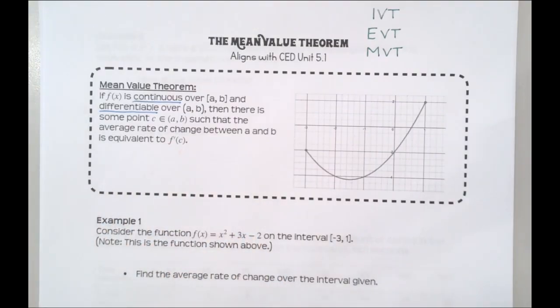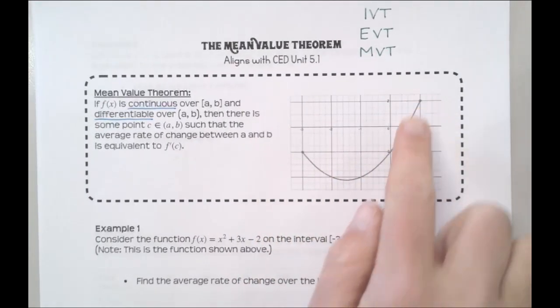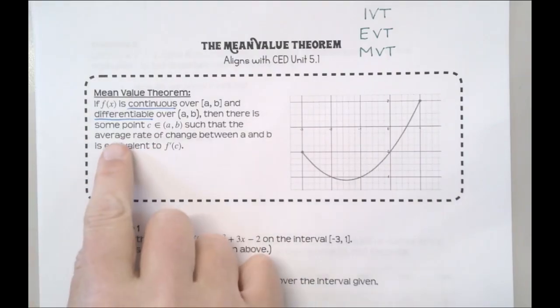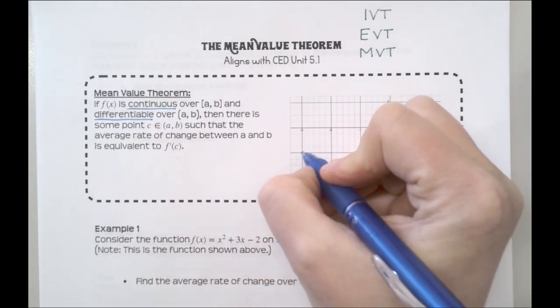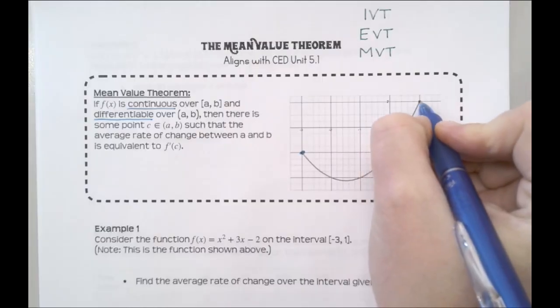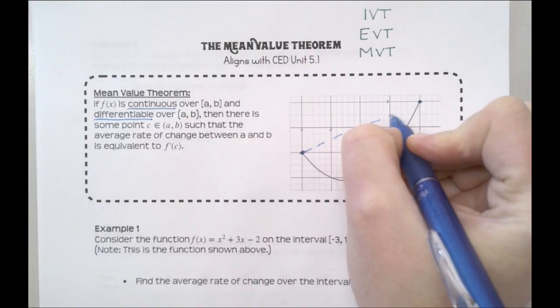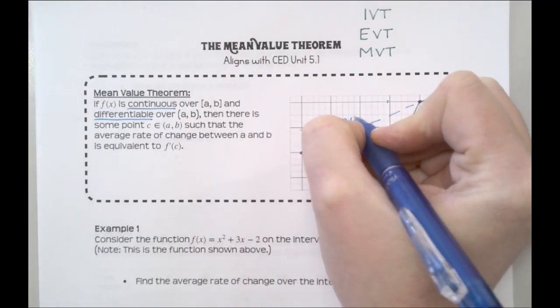I actually think this one is a lot easier to understand when we talk about it in pictures instead of words. So let's diagram this out. I've got a function over here on a closed interval, a continuous differentiable function. And so let's first talk about this average rate of change. The average rate of change would be the slope between the two endpoints. So essentially the slope of the secant line, if I were to sketch that in. So that slope represents the average rate of change.